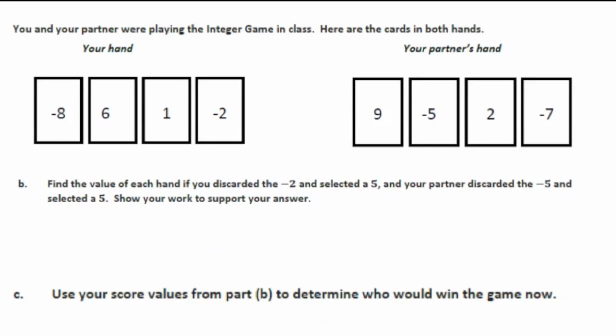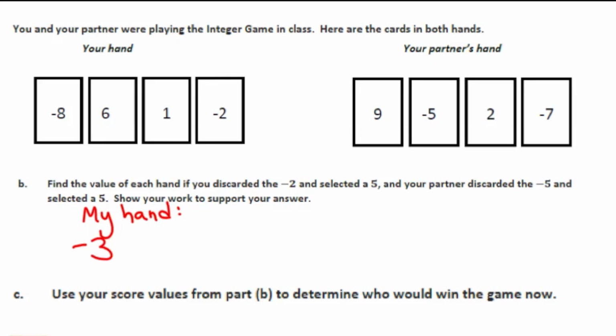That one reads, find the value of each hand if you discarded the -2 and selected a 5, and your partner discarded the -5 and selected a +5. Show your work. Well, let's start again with my hand. I found out in part A that the value of my hand was -3.